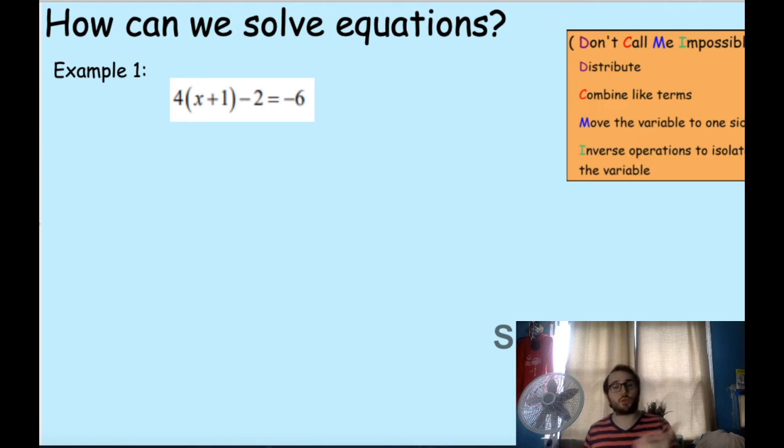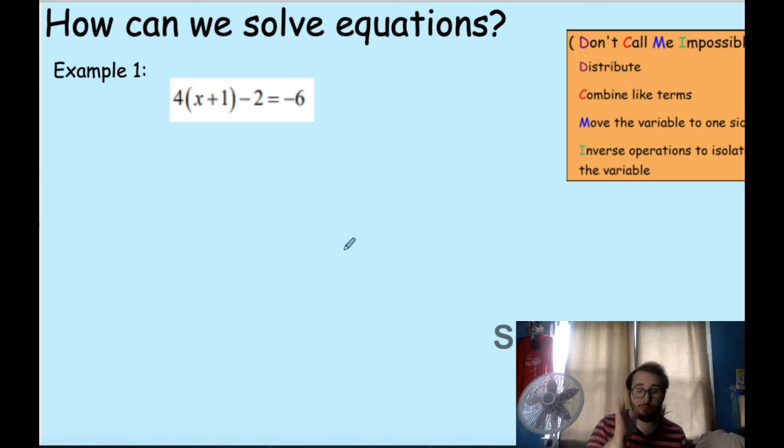But if you are someone who gets stuck on doing these problems, stick with me. Okay, so we have this example. We want to solve for x. Now, yes, there are a bunch of ways that you could do this, some ways that you might think you might not be able to do.